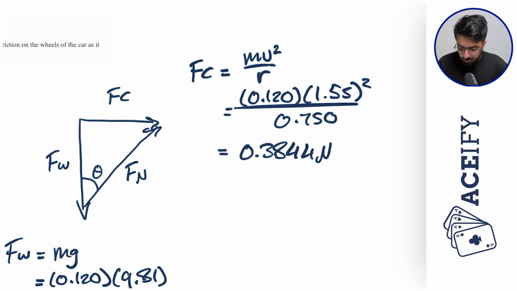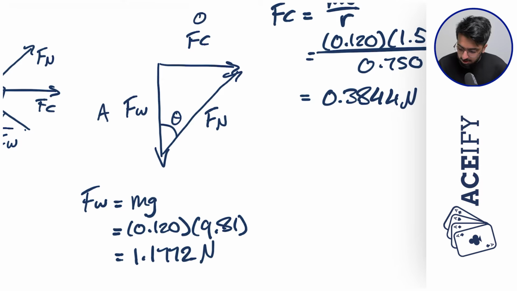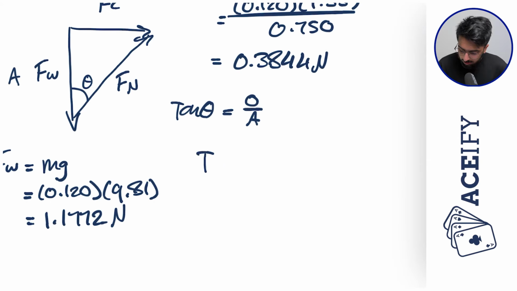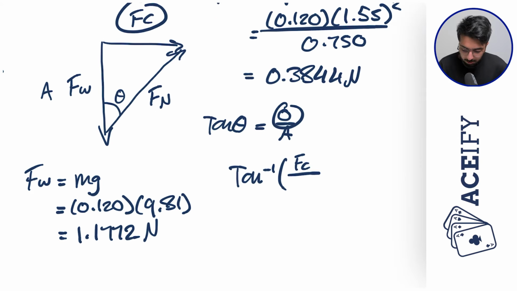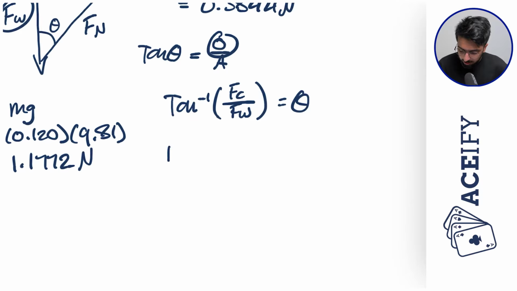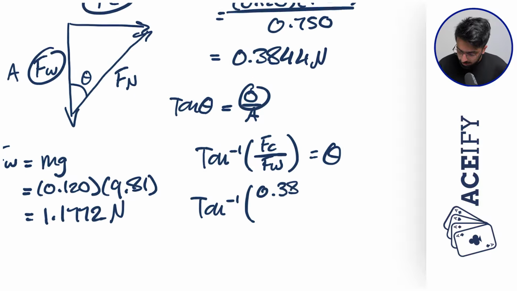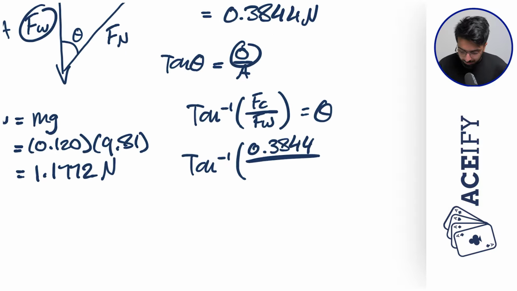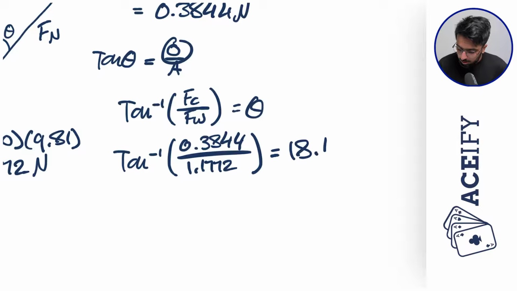0.3844 newtons, okay? So as you can see here, we have our adjacent side here and our opposite side here, so we can use our tan relationship, okay? And so obviously inverse tan, opposite, which is our Fc, all over our adjacent, which is our weight force, and that is going to be equal to our theta. And so plugging in our numbers, we have our Fc of 0.3844 all over 1.1772, and that gives us a theta value of 18.1 degrees.